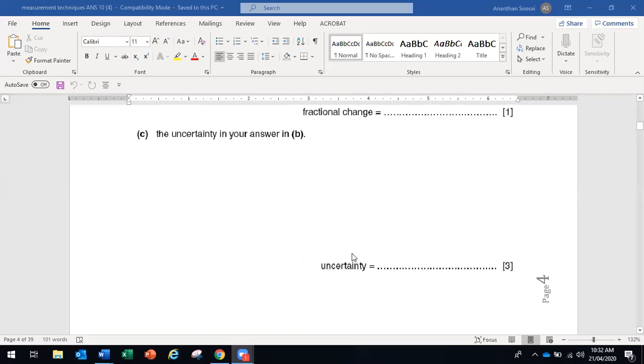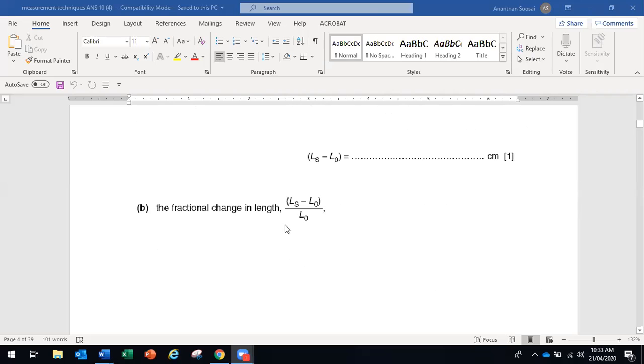Next, this is the last part. Find the uncertainty of answer B. Find the actual uncertainty of answer B. They're asking, what is the uncertainty for this? Why is this unique? We have never seen this before. Why is this equation unique? Because two different worlds are together, minus and divide together.